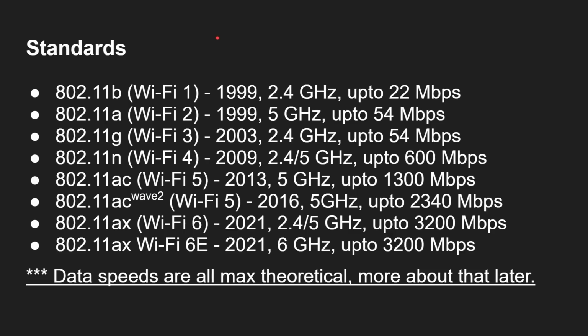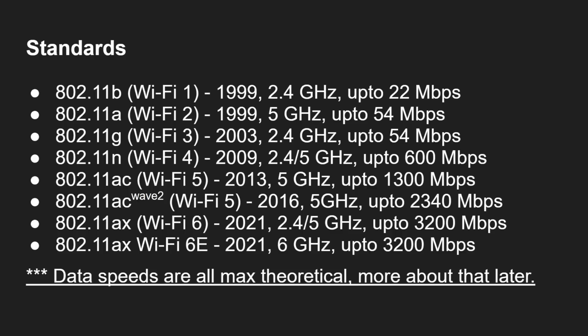So we talked about 802.11, and look at all the different standards here. 802.11b, 1999, 2.4 gigahertz, maximum theoretical speed up to 22 megabits a second. 802.11a, that was 1999 as well, 5 gigahertz, greater speed, 54 megabits a second. Then we had G, N, AC, a second wave of AC. Then we had AX, and we've also now got AX Wi-Fi 6E.